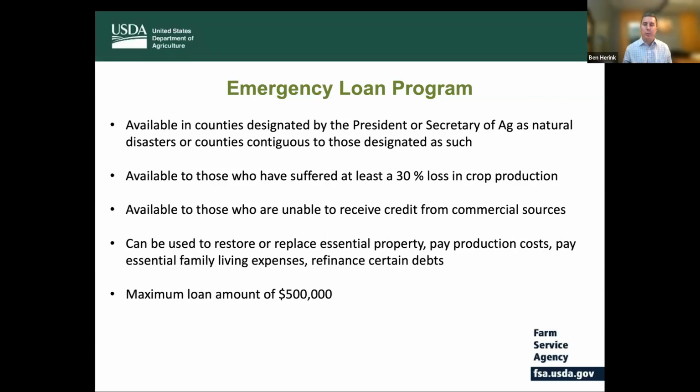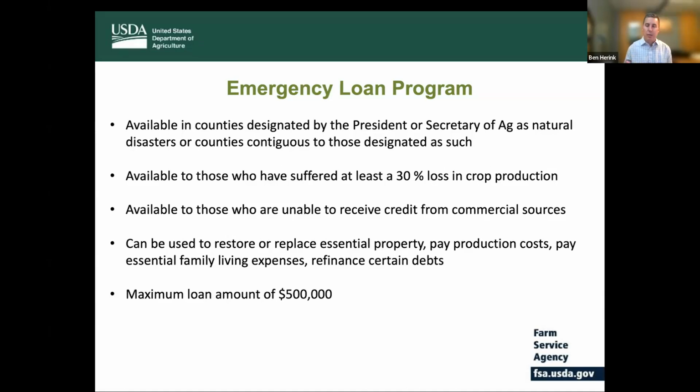A couple other eligibility criteria that aren't listed on the screen there that I do want to point out is, number one, you've got to own or operate a farm or land that's located in one of those counties that was either declared as part of the disaster or is contiguous to a declared disaster county. And then you've got to be an established operator. So you can't just be a third-party landowner that has no stake in the operation. You'd actually have to be the operator as well.